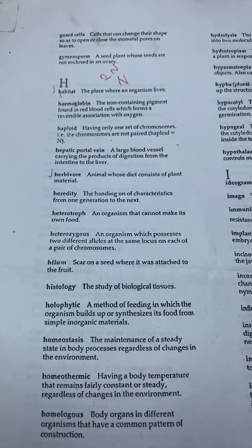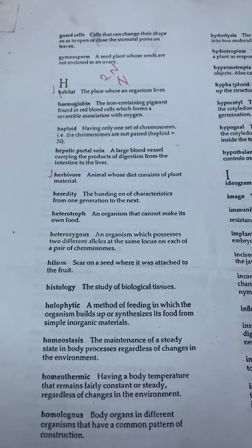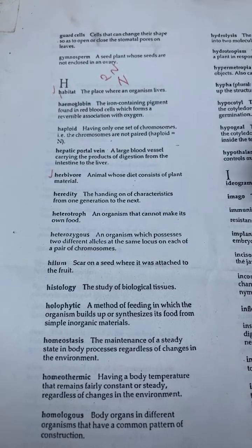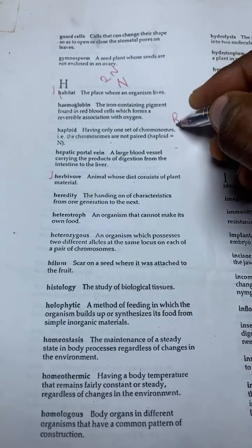Now, we move on to heterozygous. A heterozygous organism possesses two different alleles at the same locus on each pair of chromosomes. I told you before that heterozygous can be something like this, capital letter B and small letter b.